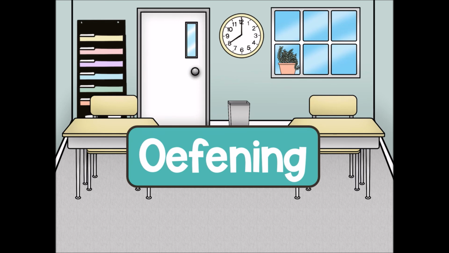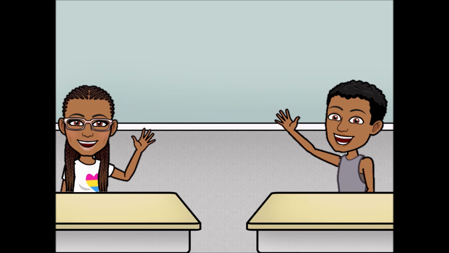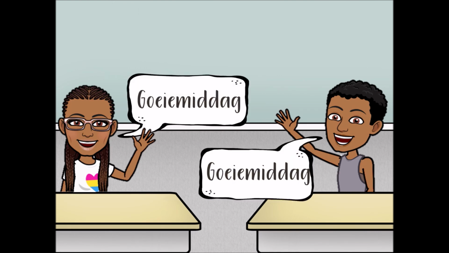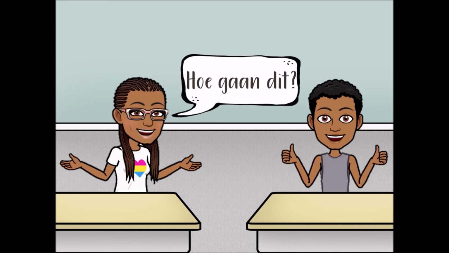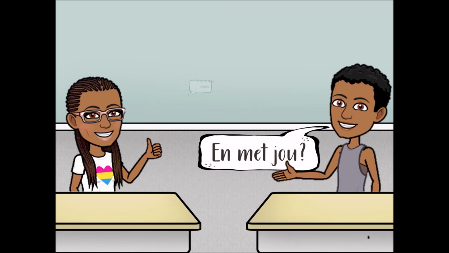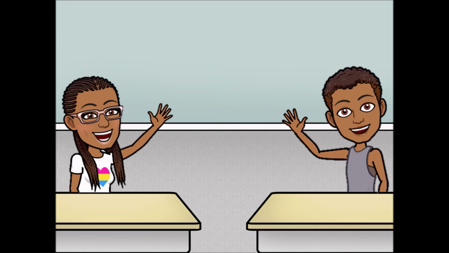Now that we have seen how to greet each other, let's practice it together. I will pretend to be Sizwe, and you will pretend to be Tokozani. You will say the things that Tokozani would say. Right. I start. Goeiemiddag. Hoe gaan dit? Dit gaan goed, dankie. Totsiens.